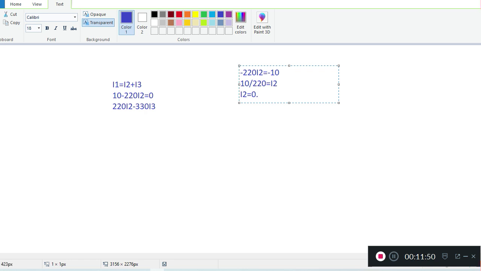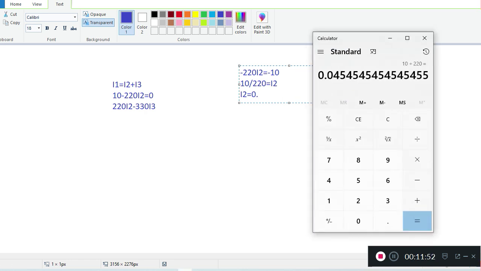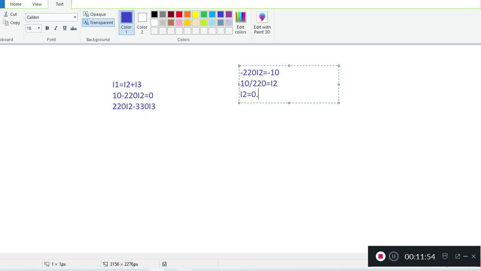We got 0.045. Okay, we got 0.04545. Basically this is in amps. So we can say that this is equal to, if we move the decimal 3 places, 45.45 milliamps. Okay, so that's what we're going to get. And then, after getting I2, we can proceed on to get I3.